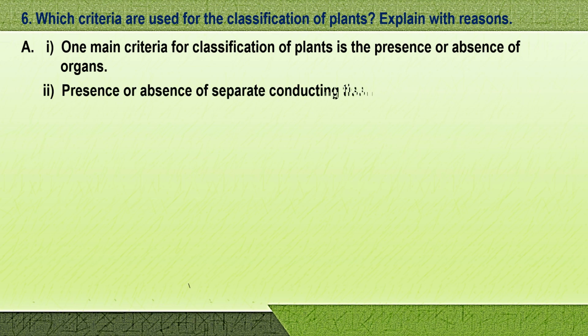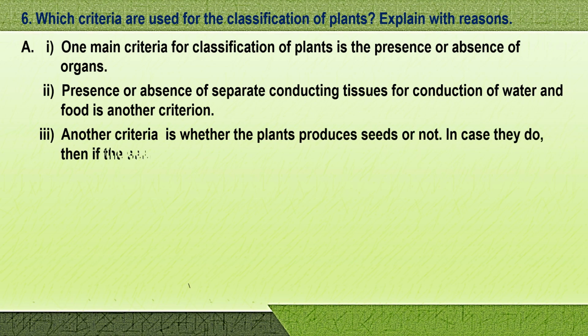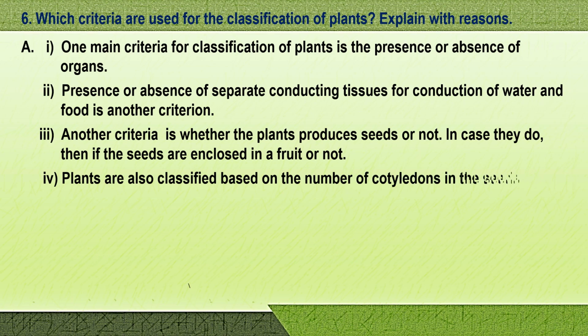Presence or absence of separate conducting tissues for conduction of water and food is another criterion. So you've already learnt in the lesson there are some who have tissues and some who don't have conducting tissues. Another criterion is whether the plants produce seeds or not. In case they do, then whether the seeds are enclosed inside a fruit or not. Another way in which plants are classified is the number of cotyledons in seeds, whether there's one cotyledon or two cotyledons.